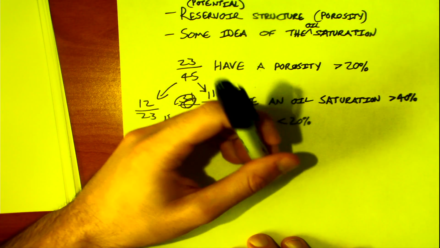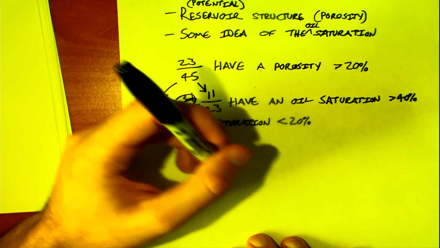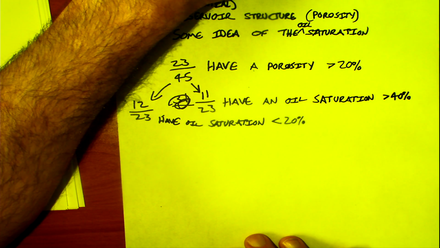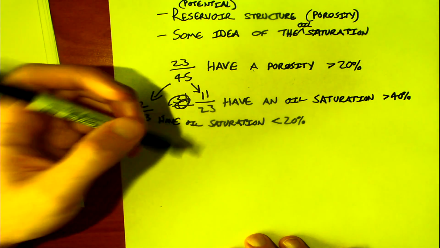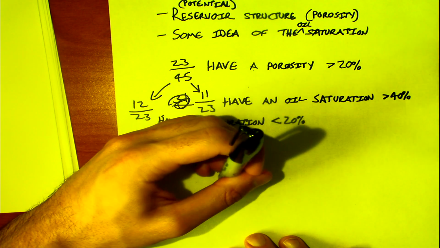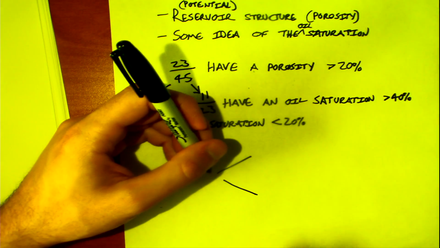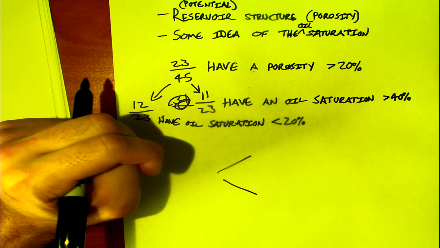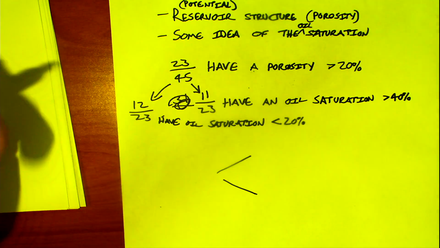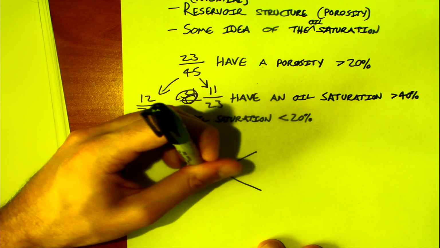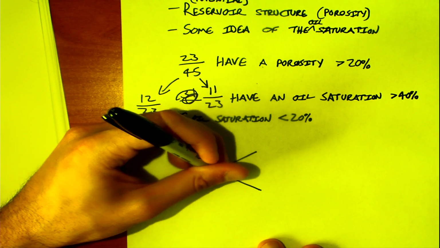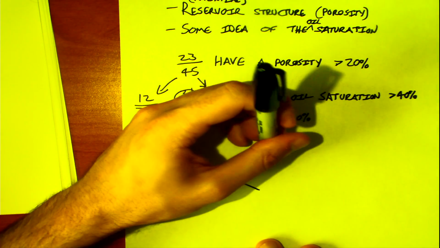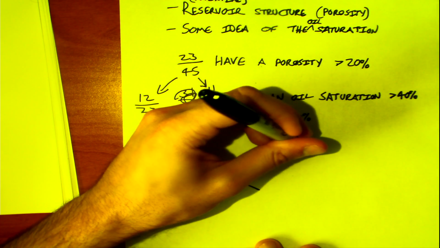Okay, so a tree diagram more or less describes the different events and the probability of each event occurring. So the first event is we're looking for porosity. Then we're looking at oil saturation.